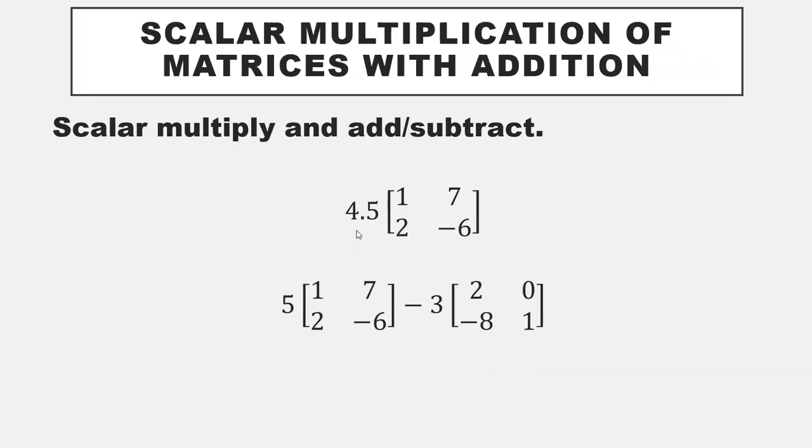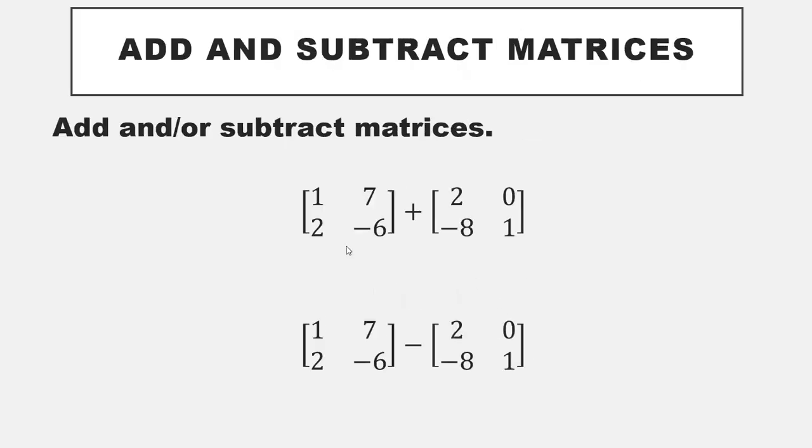Let's do scalar multiplication. I'll take that first matrix and multiply it by 4.5. And then we'll do some addition, subtraction, scalar multiplication combined, like 5 times the first matrix minus 3 times this second matrix. Now, we're going to have to start by plugging these matrices into Excel, and we can just plug those into values in the cells of Excel.